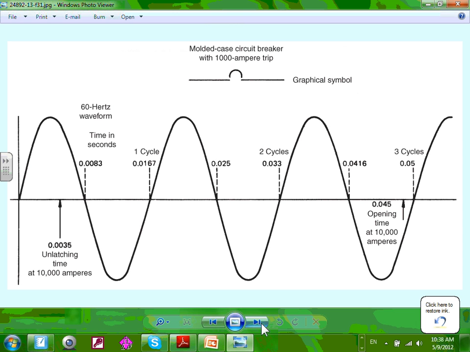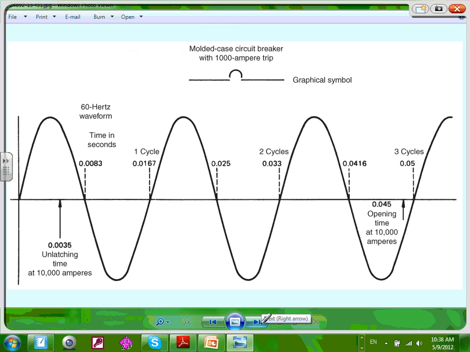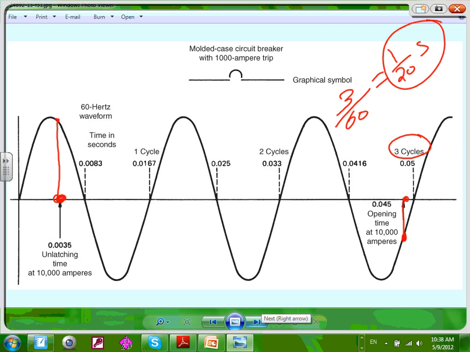This is really cool, guys. Look at this. This is when you have a circuit breaker. This point is when the circuit breaker sees that I have a short circuit. This point here is when the circuit breaker completely interrupts the circuit. And in between them, how many cycles? 3 cycles. So 3 cycles divided by 60 equals 1/20th of a second. Almost all circuit breakers, guys, are rated to handle 3 cycles. So 1, 2, 3 cycles, they have to interrupt the short circuit.